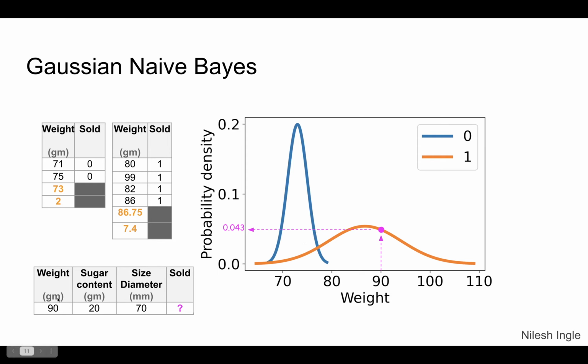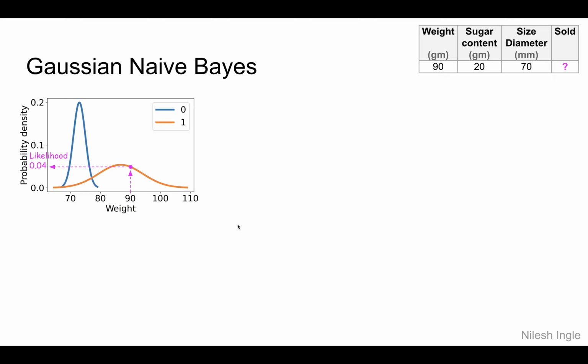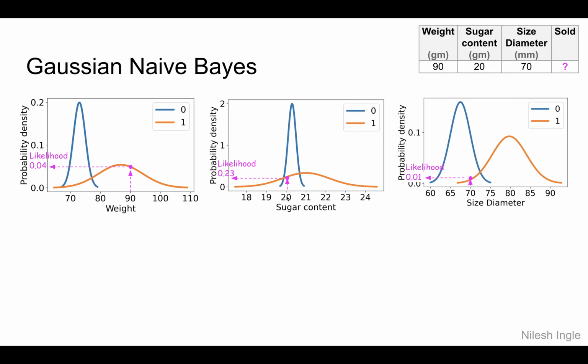Then we take the value for the test feature that we have. In this case, we have the weight. We look on the x-axis for the weight and get the corresponding values for the likelihood. So that's the first point. First, we look at just class 1, which is the orange curve. The next one, we get the value for sugar content. The likelihood is 0.23, and for the diameter of 70 millimeters, we get a likelihood of 0.01.